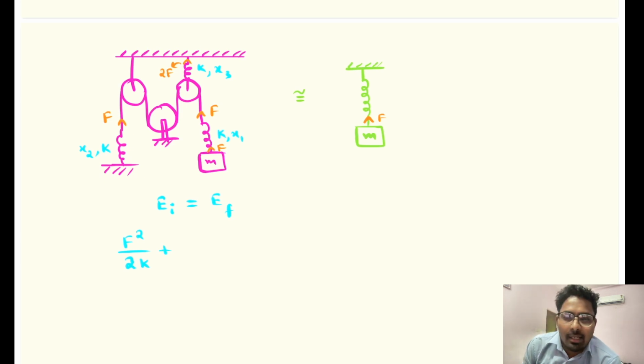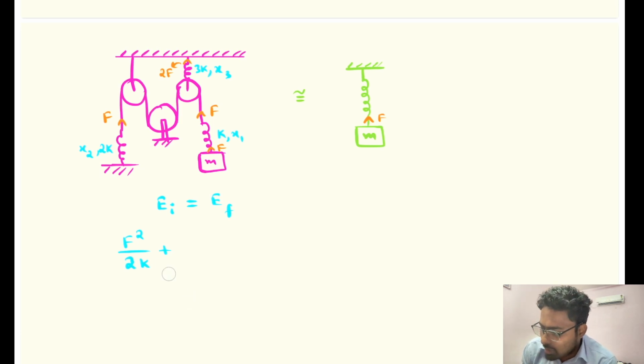Don't think that every time the k values must be the same. Even if they give different values, it's fine. You just need to follow the method I told. So just to make it clear, why always take equal values? Let me take this one as 2k, this one as 2k, and let me take the third spring as 3k. Again you will be thinking, sir, it is only valid for equal spring constants. No, it's valid for everything.